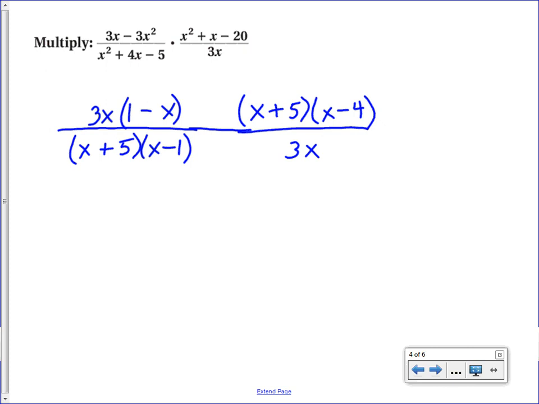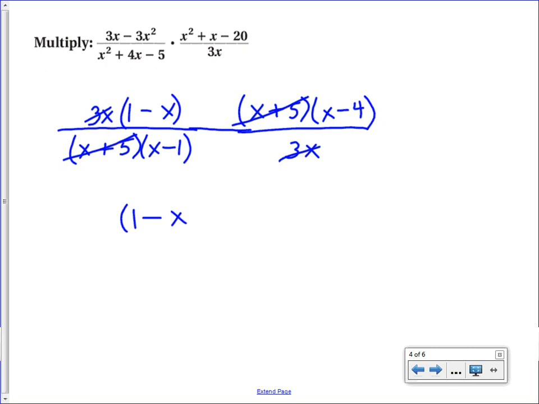Now look for things that can cancel out. I can cancel out this x plus 5 with this x plus 5. I can cancel out this 3x with this 3x. And now I'm a little stuck on this 1 minus x and x minus 1. It's like I want them to be the same thing, but they're not really the same thing. So I wonder if there's something I can do to make the top identical to the bottom so that I can cancel them out. I'll rewrite now what I have.